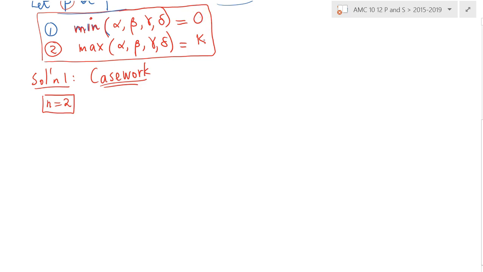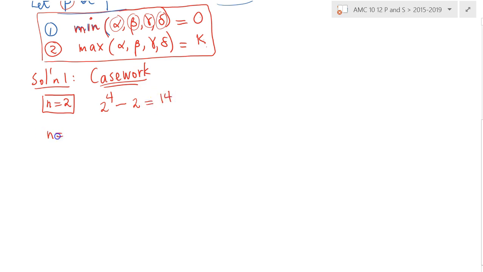If they hit 2 different values, then I have, obviously, 2 choices for alpha, 2 choices for beta, 2 choices for gamma, and 2 choices for delta. So in total we have 2 to the 4 choices, except, right, complementary counting, we can't have a case where all 4 are 0 or all 4 are k, right? Does that make sense? So I have to subtract those 2. That would give me 14.